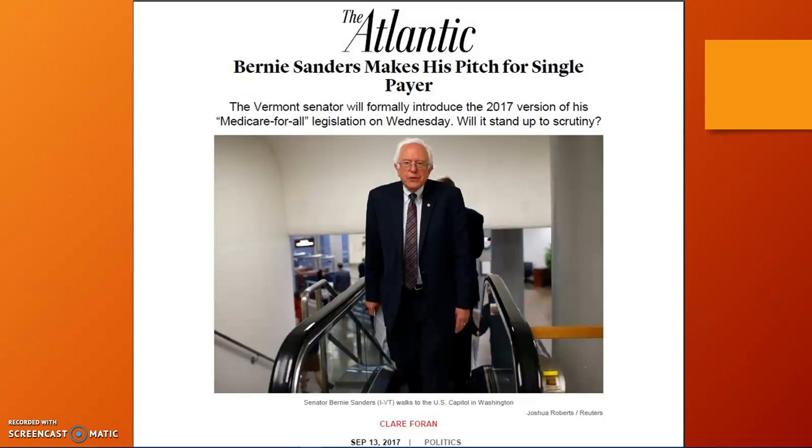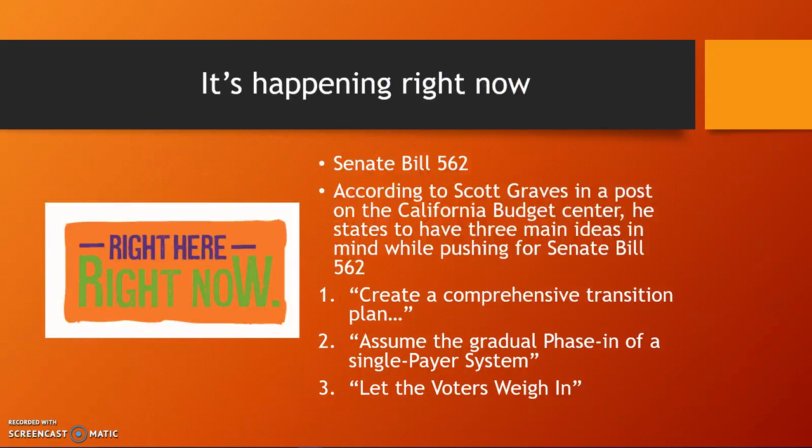Why? Well, the multi-payer system that we currently have in the United States is not running the best. It's becoming expensive, and some of the politicians, such as Bernie Sanders and some other governors, about 16 who are backing him up on his pitch for single payer, believe that we could change to a much better system. It's happening right now. It's not only happening nationwide, as brought to you by The Atlantic, but it's also happening statewide.